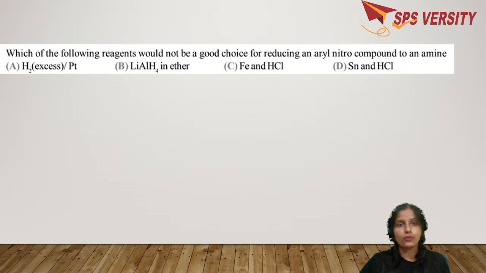Which one of the reagents would not be a good choice for reducing an aryl nitro compound to an amine? What do you think the answer is?